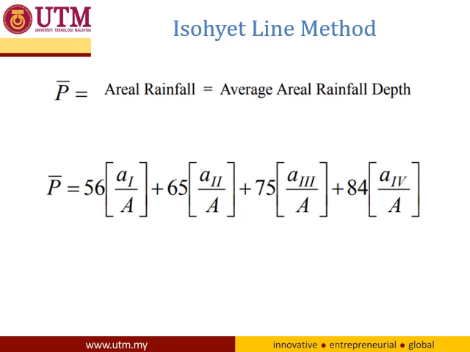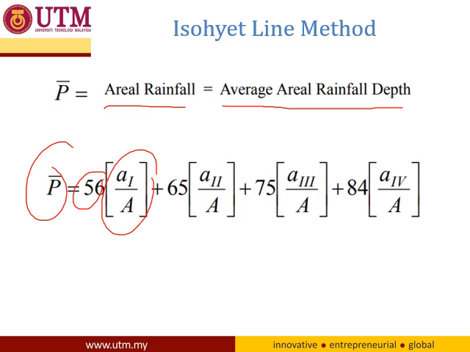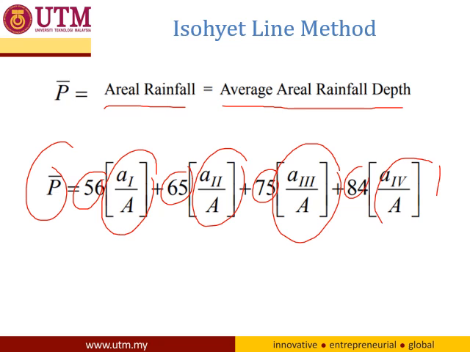So in the end, you get the mean area rainfall. We call it the aerial rainfall, or average area rainfall depth, or mean aerial rainfall depth. It's the same thing. So you multiply the rainfall by the area ratio, rainfall by area ratio, rainfall by the area ratio, and so on. And then you total it up, and you get the aerial mean rainfall.